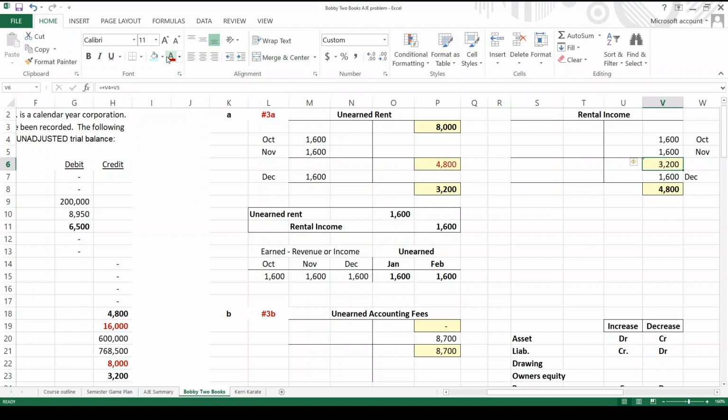And we'll make one more entry for the month of December to reflect the earnings process for December. Debiting the unearned, crediting rental income. Now, if you want to coordinate with the adjusting journal entry summary, that's what it is, type 3A. And it's always going to look like that. It's always going to be a debit to the unearned and a credit to rental income.